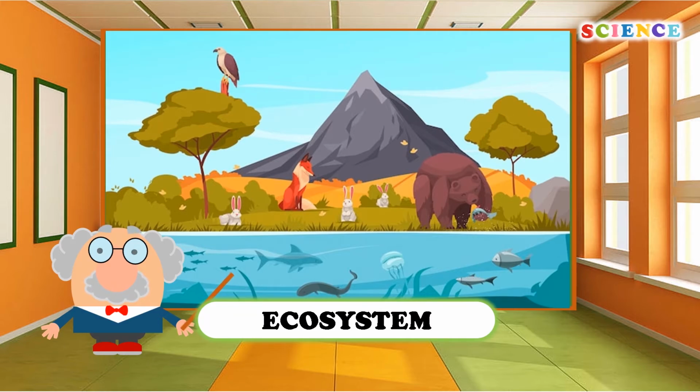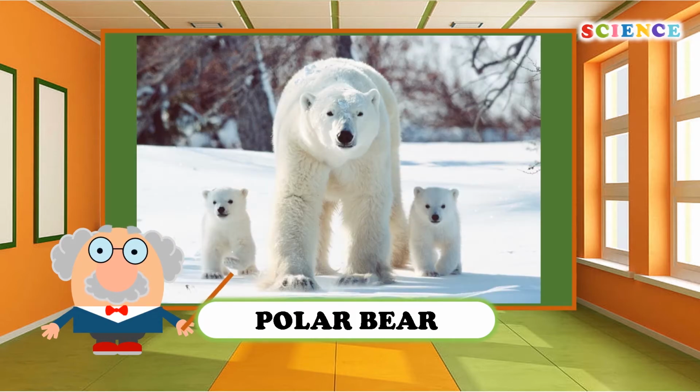But sometimes, living things need to adapt to their environment to survive. Let's take a look at adaptations. Adapting means changing to fit in better with your surroundings. For instance, the polar bear has adapted to its icy habitat by having thick fur and a layer of blubber to keep warm.